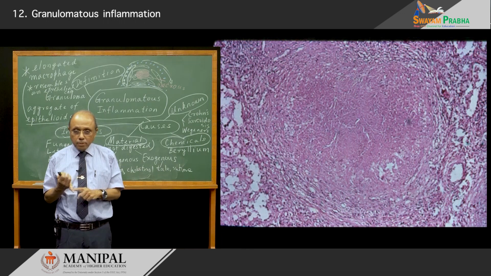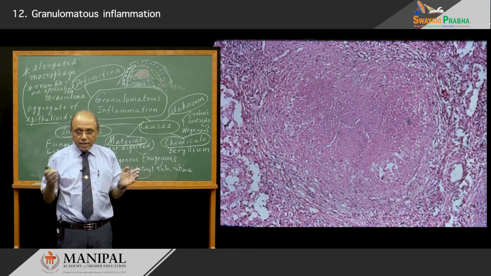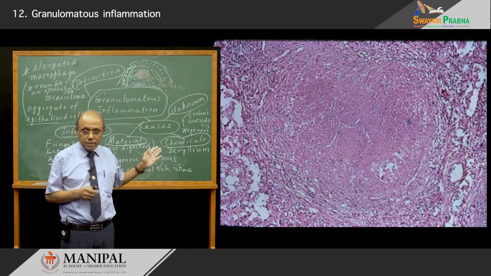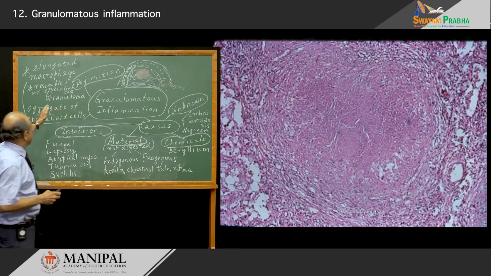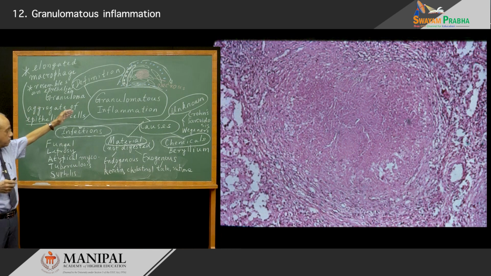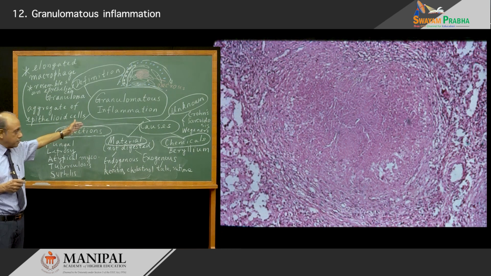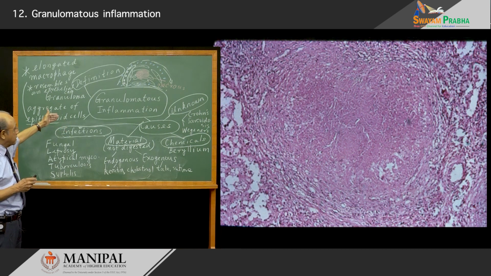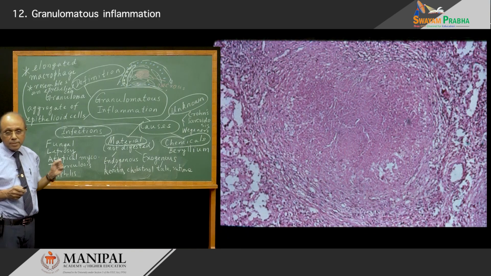That is the most important cell in a granuloma. Everything else is secondary, and we have seen the major causes for granulomatous inflammation, and we have seen that it is necessary for us to recognize granuloma on the presence of these epithelioid cells.